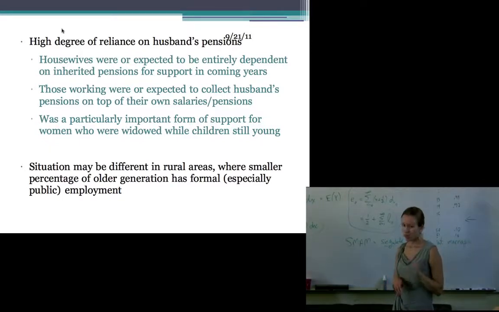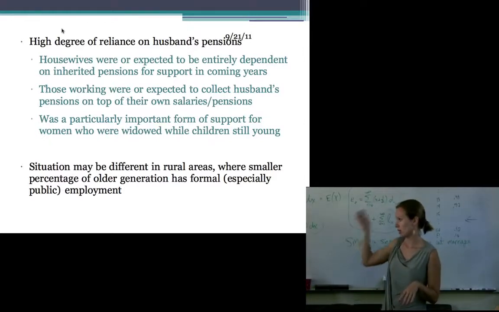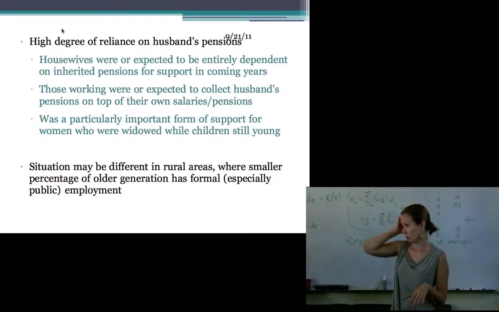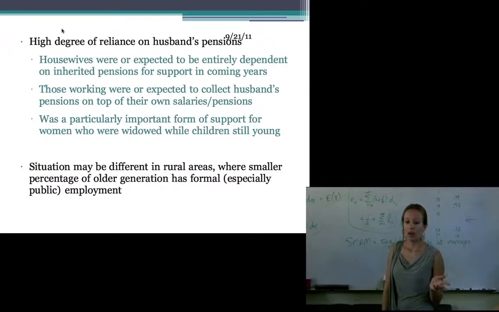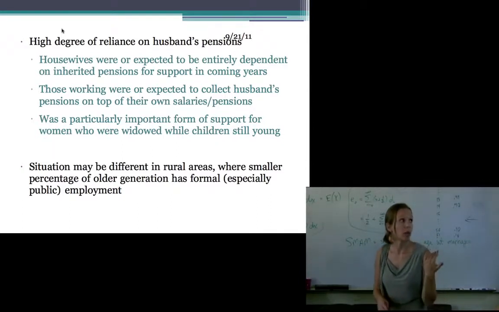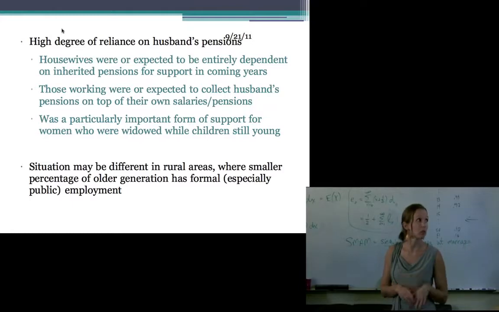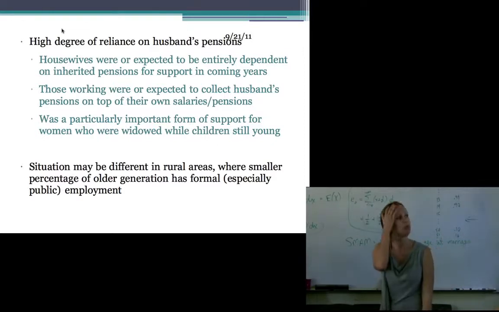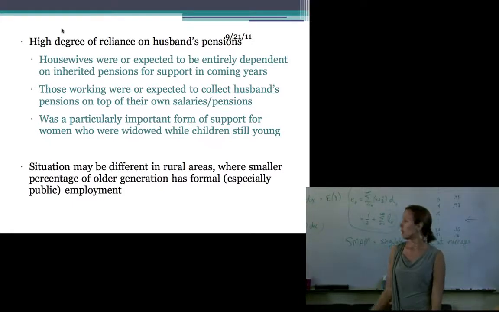The ones who were working, a lot of the women, either were already collecting their husband's pensions while they were working, or they were expecting to collect their husband's pensions if he passed away before them. And then among widows in both categories, this was a particularly important form of support. This is basically how they were providing for their kids. The situation, I think, I didn't talk to that many older people, or we didn't talk to any older people in ENA, but I think in rural areas this is fairly different because the older generation will have had much less access to public employment to begin with, which is how everyone's getting these pensions.